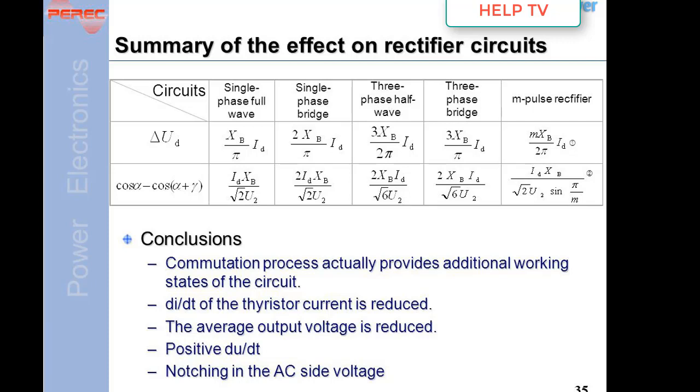Conclusions. The commutation process actually provides additional working states of the circuit. The di/dt of the thyristor current is reduced. The average output voltage is reduced. Positive di/dt. Notching in the AC side voltage.